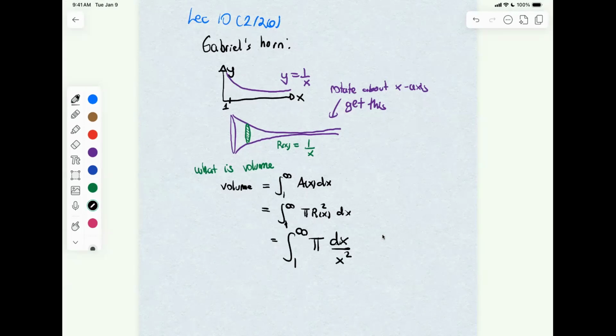Is that making sense so far? Any weird questions about this? Let me give you a second to copy this.